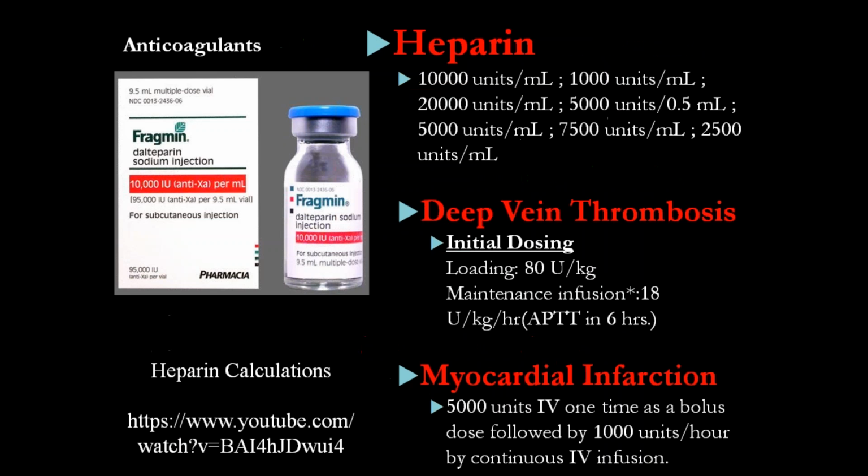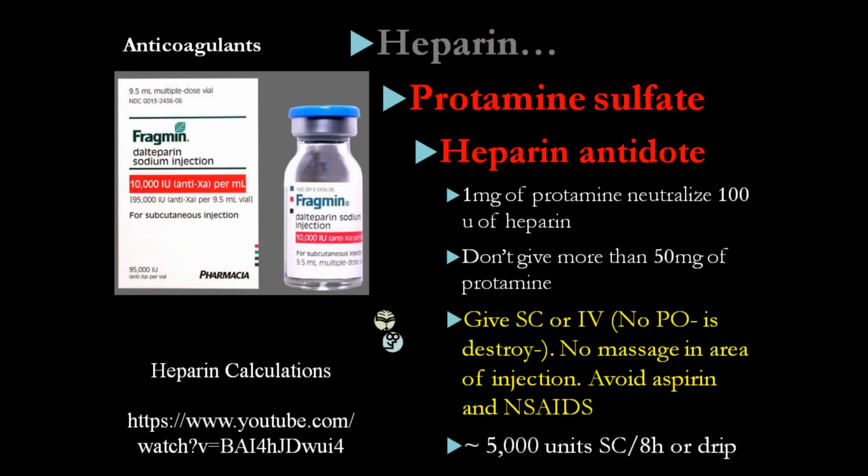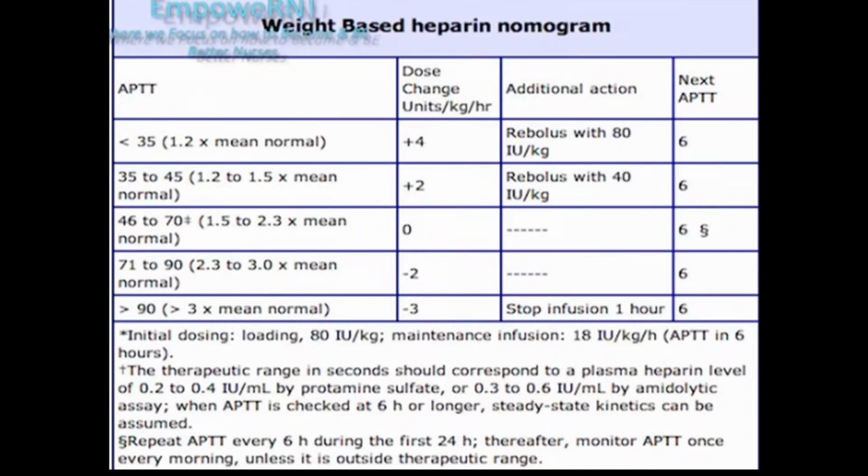Hematuria. Okay, so with heparin, something very important: we have to know the antidote for heparin. If you know this, you are killing one more question for your exam. Heparin, for sure, 100% is coming. So protamine sulfate is going to be the antidote for what? For heparin. Okay.